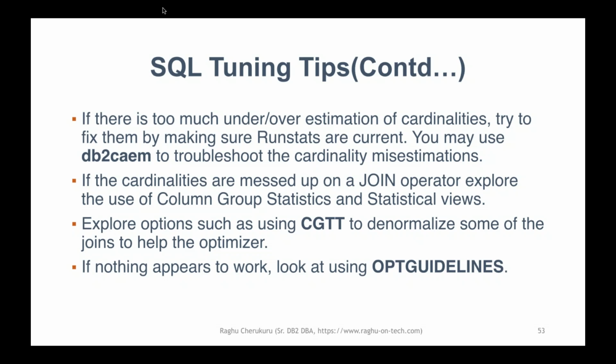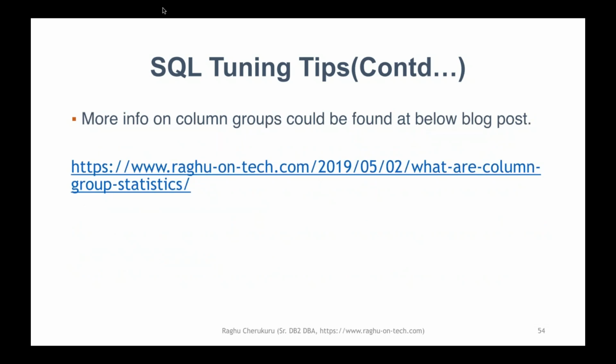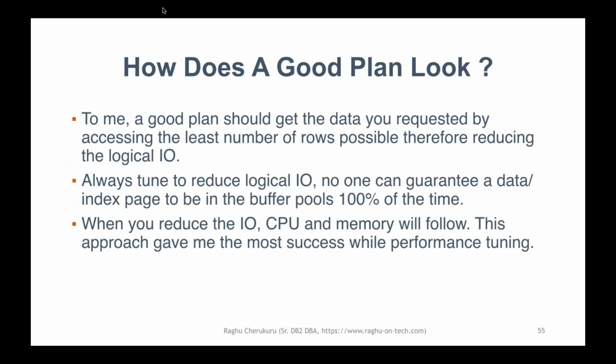Explore things such as CGTTs. If you have too much normalization going on and that's causing your performance issues, explore CGTTs and try to denormalize some of those joins, and use that as an intermediary table within the transaction. If nothing appears to work, look at using opt guidelines. That should be our last resort. More on the column group statistics, I blogged on it again, so you can find some information there.